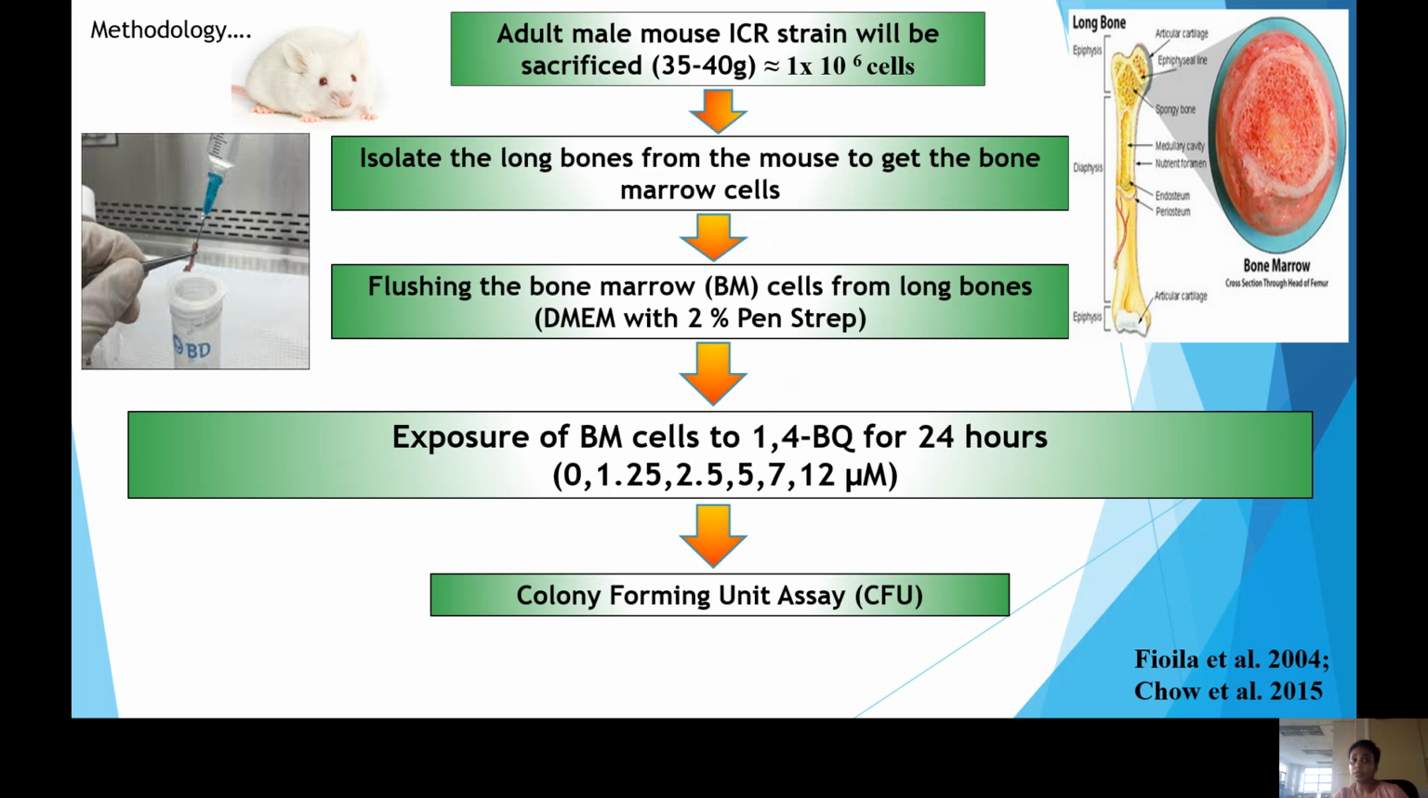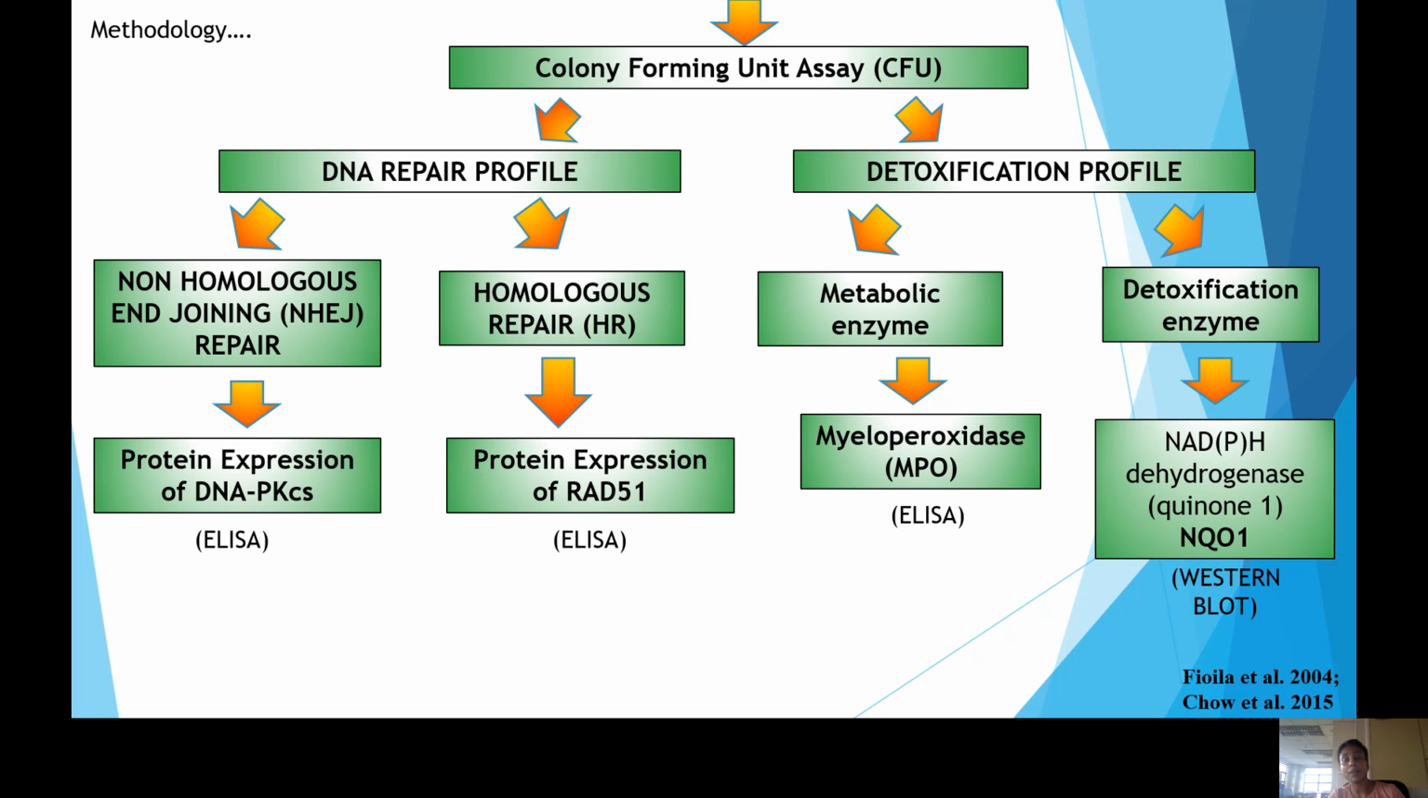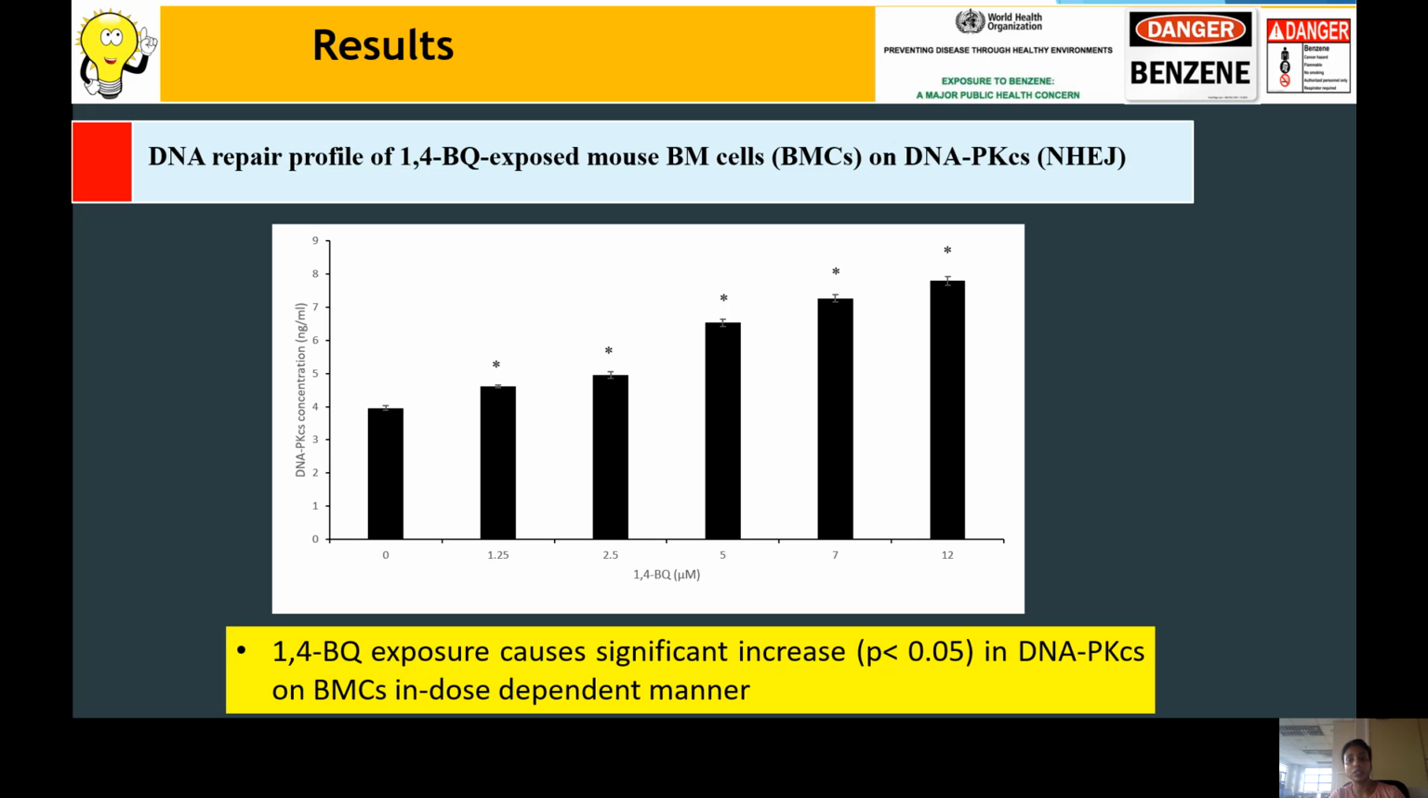The experimental design starts with the sacrifice of an adult male mouse in order to obtain bone marrow cells, which are cultured for 24 hours in vitro and exposed to various concentrations of 1,4-benzoquinone before going through the colony forming unit assay to produce respective progenitors such as lymphoid progenitors, myeloid progenitors, and also erythroid progenitors. Then it is subjected to DNA repair profile and detoxification profile, which involve DNA-PKcs and RAD51 for the DNA repair profile, and MPO and also NQO1 for the detoxification profile.